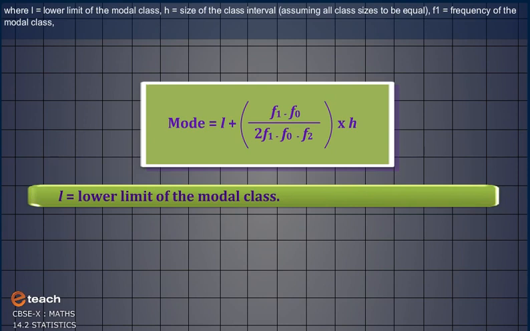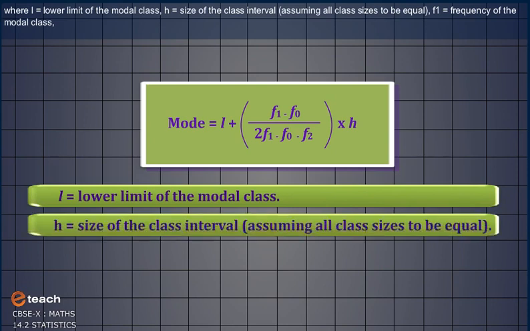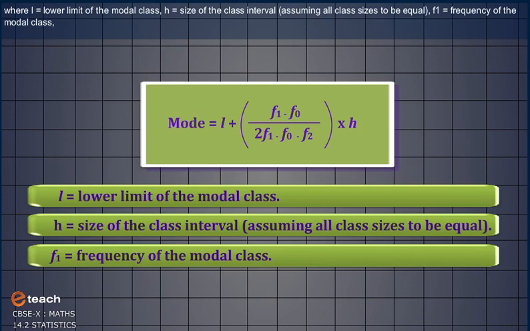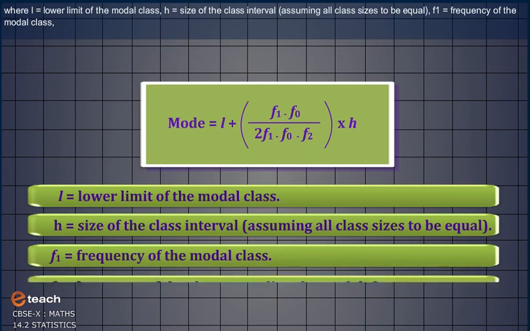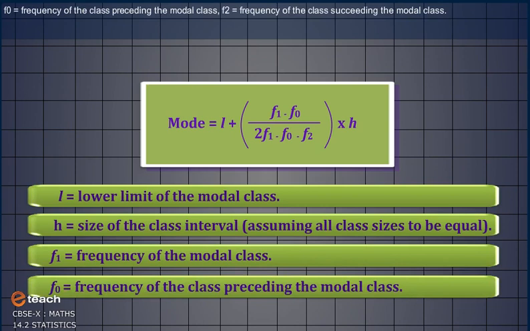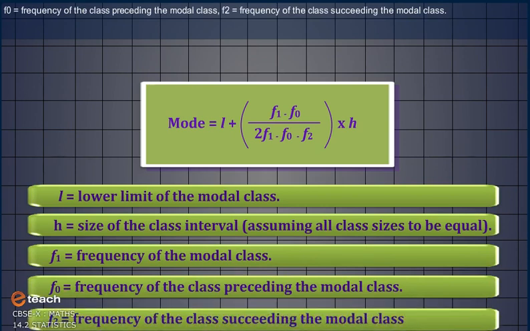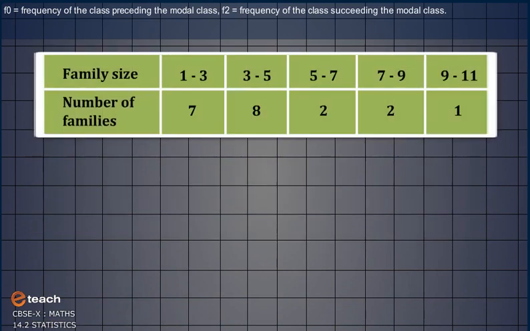L is equal to lower limit of the modal class. H is equal to size of the class interval, assuming all class sizes to be equal. F1 is equal to frequency of the modal class. F0 is equal to frequency of the class preceding the modal class. F2 is equal to frequency of the class succeeding the modal class.